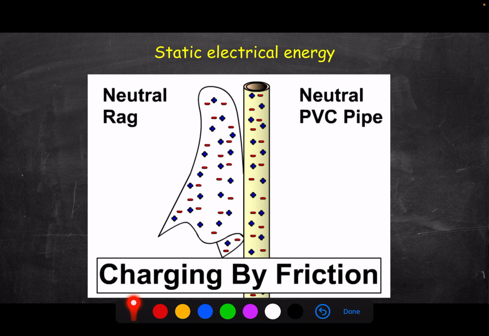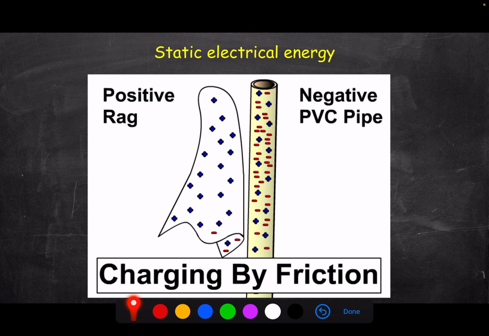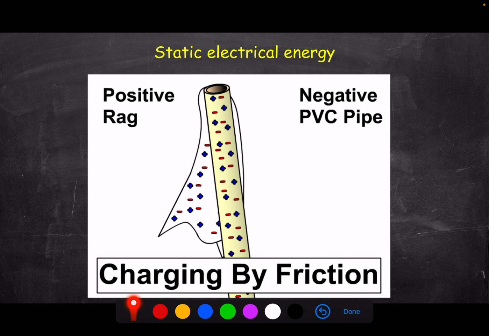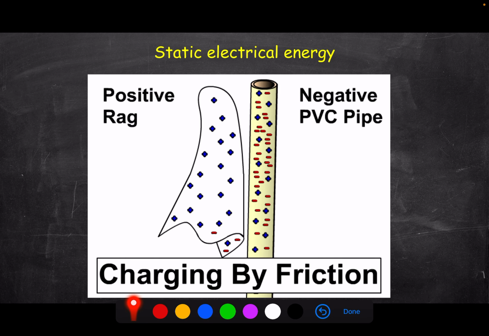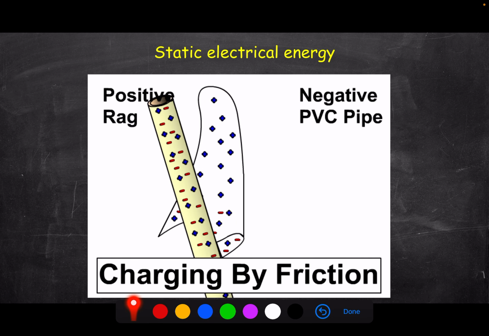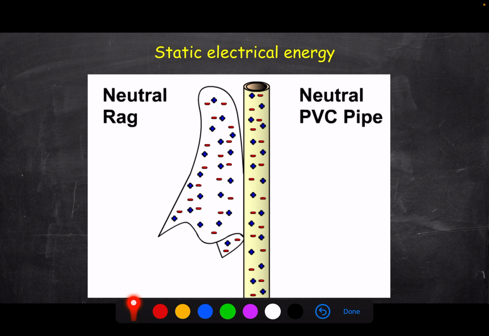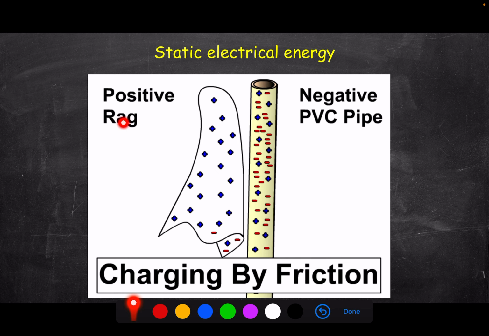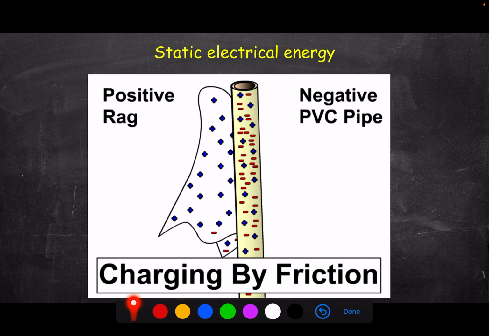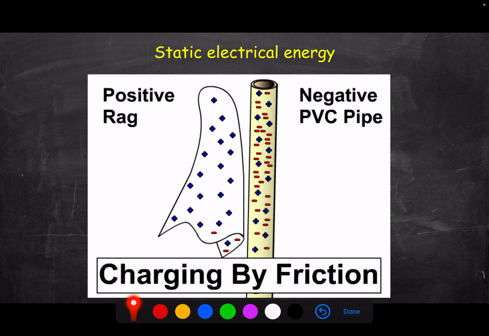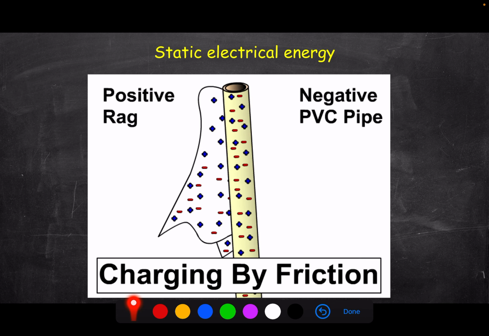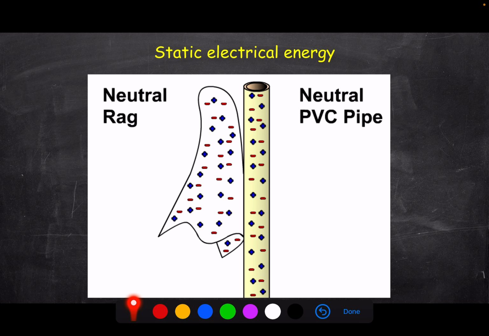The first one is static, and that's when electrons are pulled from their atoms by friction, like two things rubbing against each other, and they move to one object, leaving one of the objects with less electrons and the other object with more electrons than they started with. This means that one object, like this rag over here, will have a positive charge because it now has more protons than electrons, and this pipe that gains the electrons is negatively charged because it took the electrons from the rag, and now it has more electrons than protons.